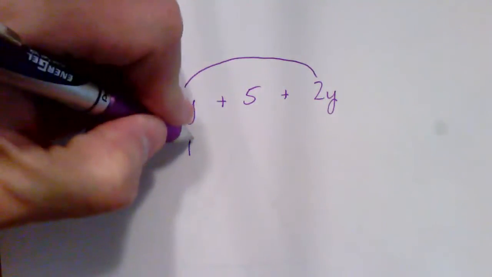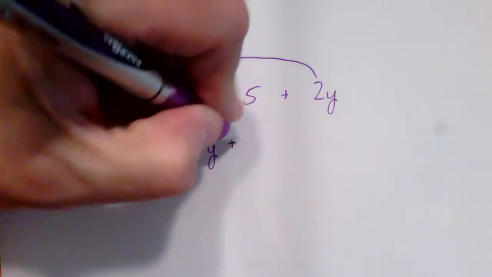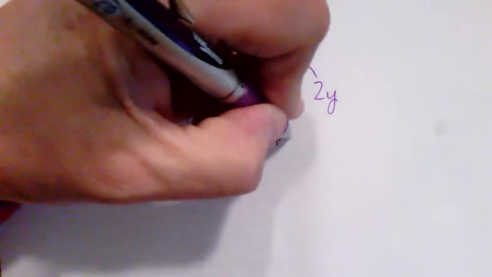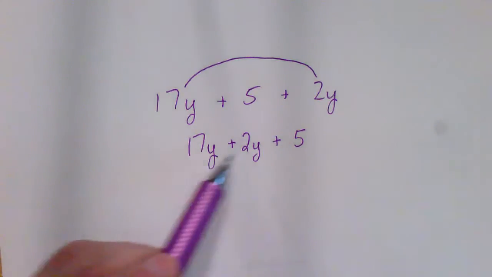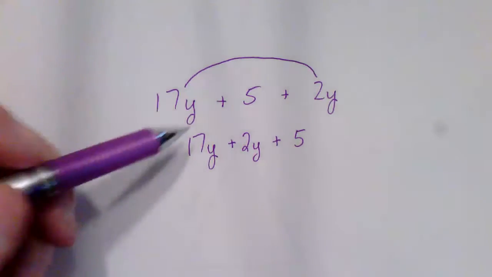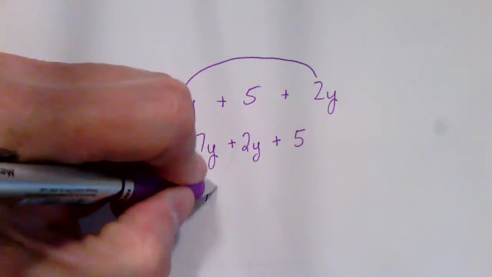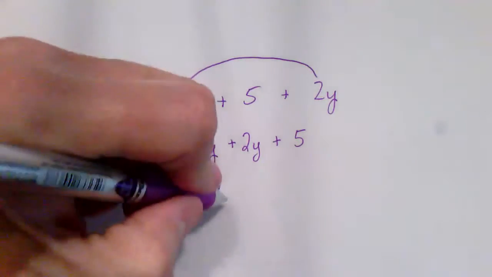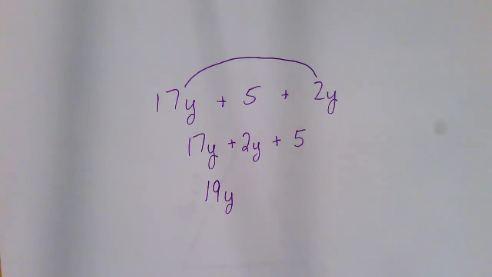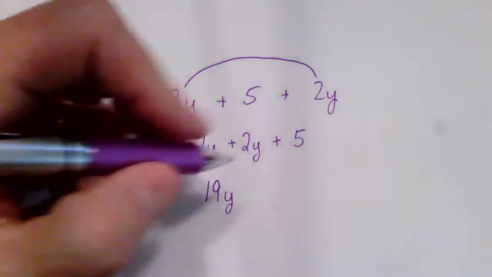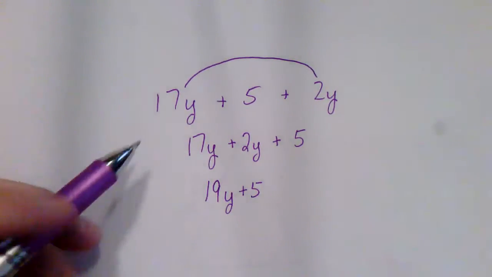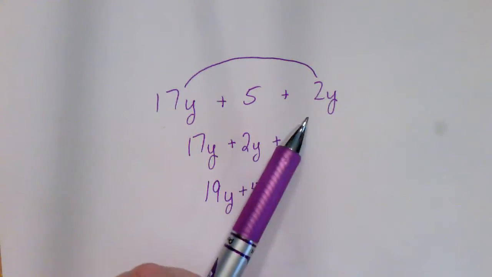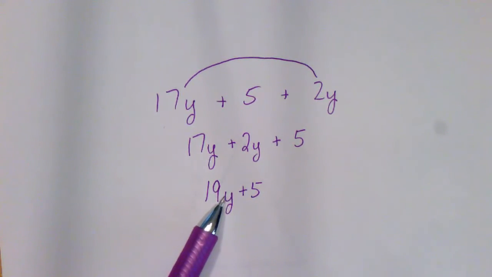So if I rewrite this, it looks like 17y plus 2y plus 5, okay? And we can combine these two terms, 17y plus 2y. We add 17 and 2 together, we get 19. And then we just rewrite the variable and its exponent, 19y. 5, we can't add anything, so we just rewrite it. We can't simplify it, so it just comes on down. So 17y plus 5 plus 2y is equal to 19y plus 5. I shouldn't say equal to, I should say simplifies to.